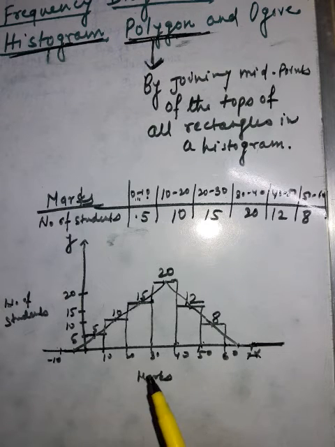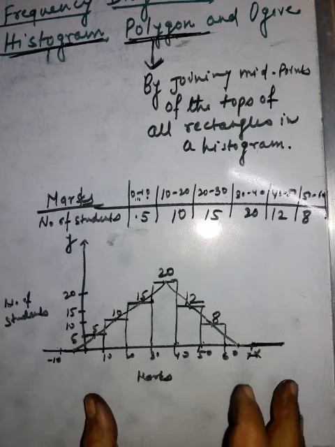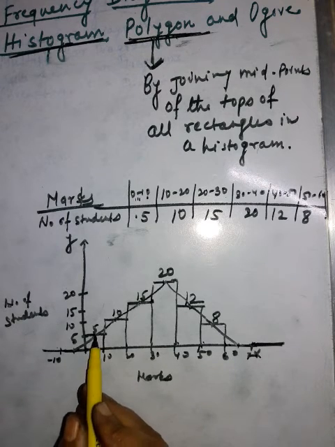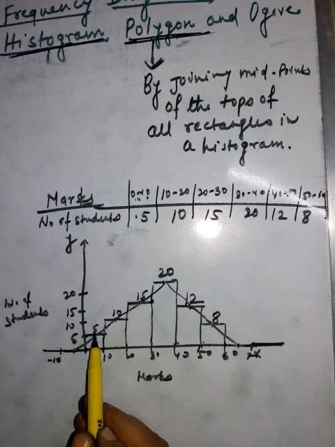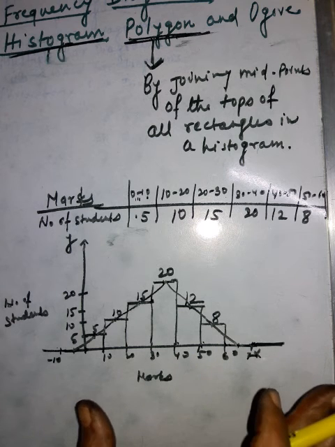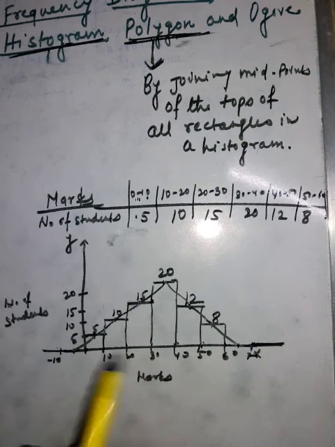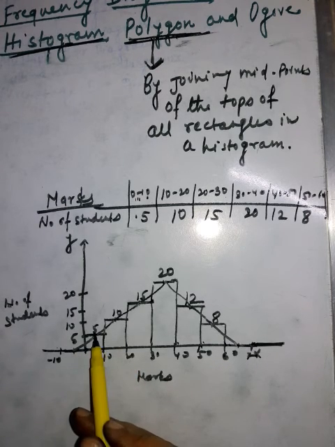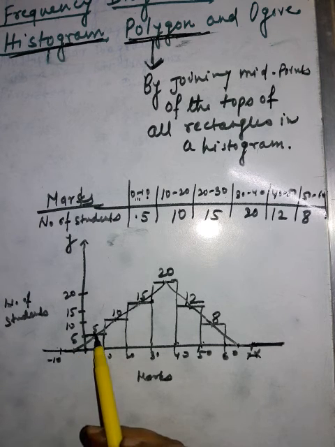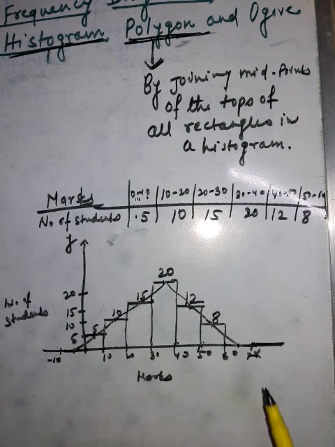If we have to draw a polygon without histogram, then we don't need to draw a histogram. Here we will find the mid values, and simply we will join the points of the mid values with a line. Likewise, the same process will be applied, but without histogram. Without histogram we have to draw a line, and that line will show only the mid values of the class intervals.